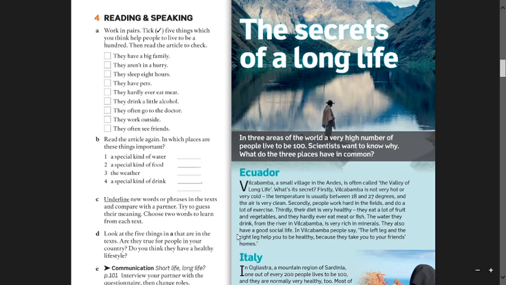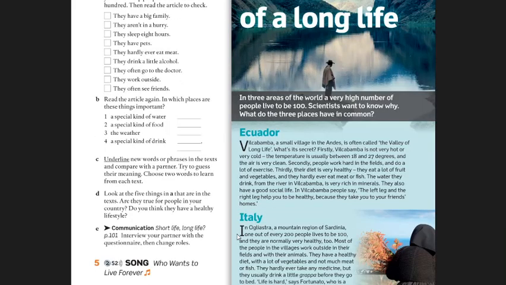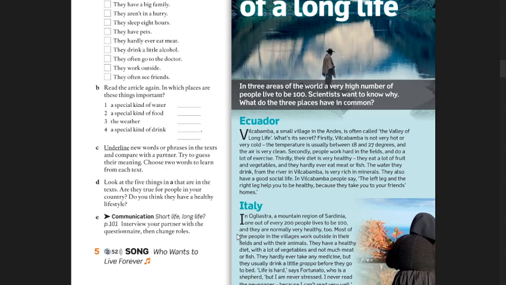Well, that cannot be done because you are not with a partner, but you can do it by yourself. In activity D, you have to look at the 5 things in A that are in the text. Are they true for people in your country? Why or why not, okay? And then let's work with the communication part. This will be done when I call you tonight, and that will be the speaking part of the class, okay?